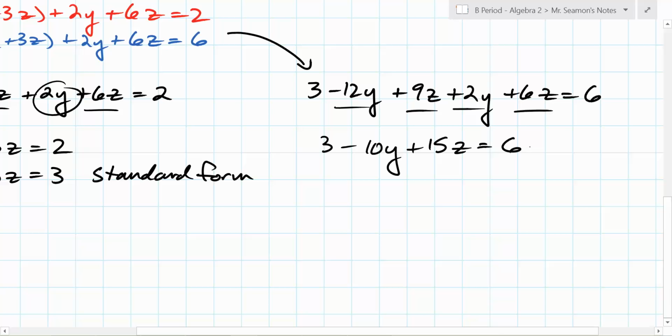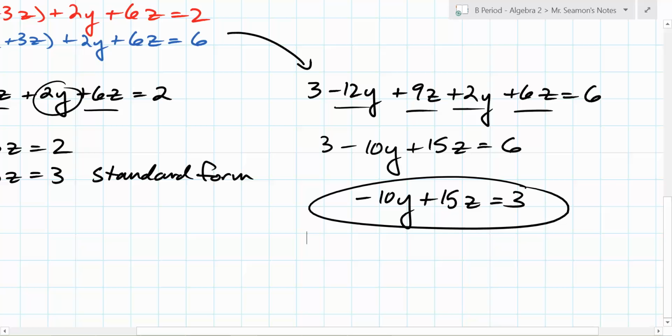And what can we do at that point? Subtract 3 from both sides. Yeah, so you get negative 10y, not 110. That would change it radically. Negative 10y plus 15z is equal to what? 3. So we have how many equations now?